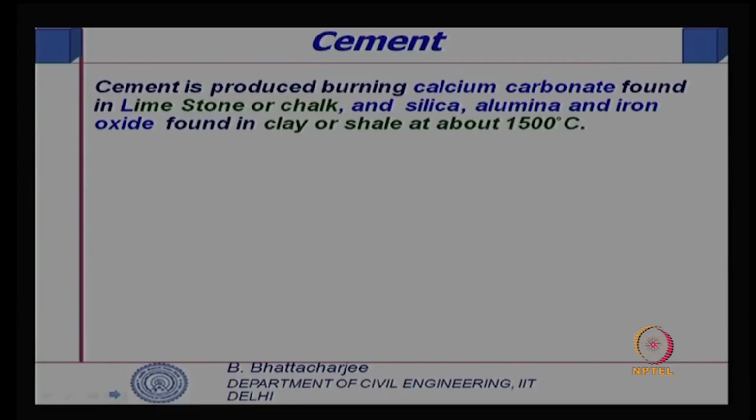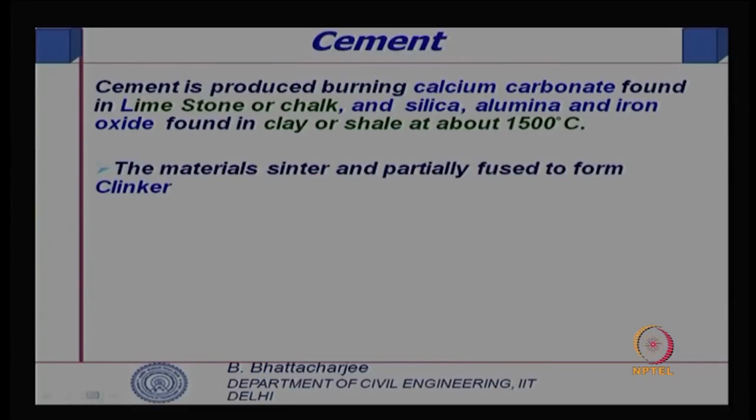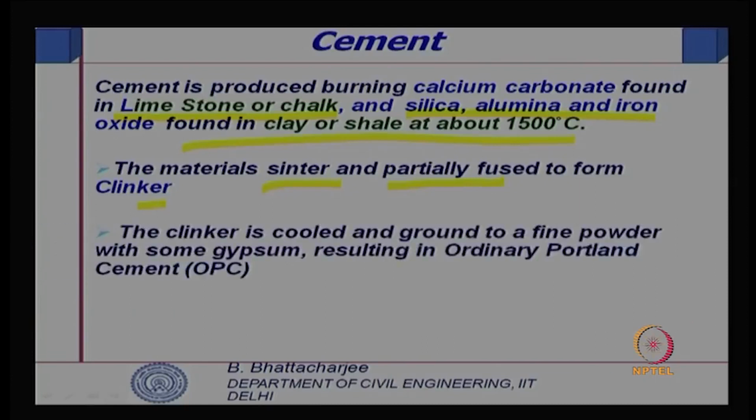So, if I summarize the cement production process, cement is produced by burning calcium carbonate found in limestone or chalk, and silica, alumina and iron oxide found in clay or shale, at about 1500 degree centigrade. The material sinters and partially fuses to form clinker. The clinker is cooled and ground to a fine powder with some gypsum, resulting in ordinary Portland cement.